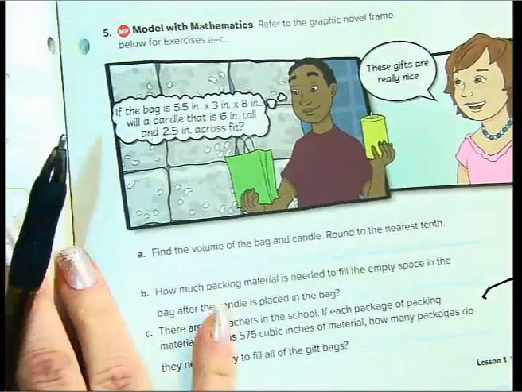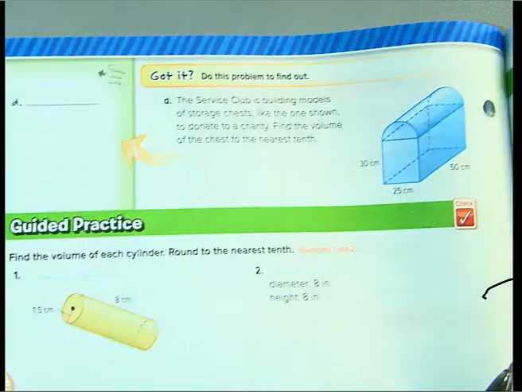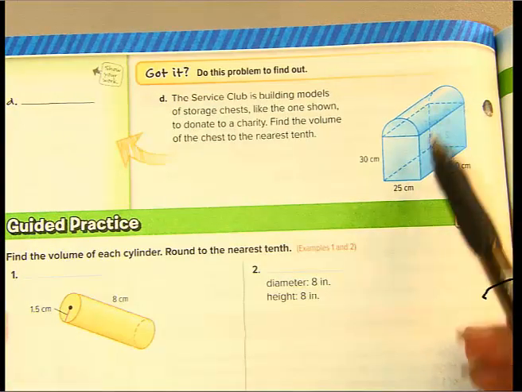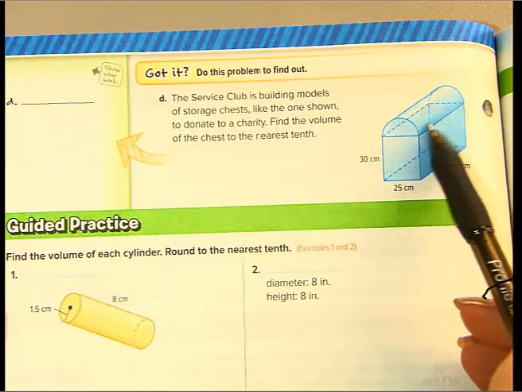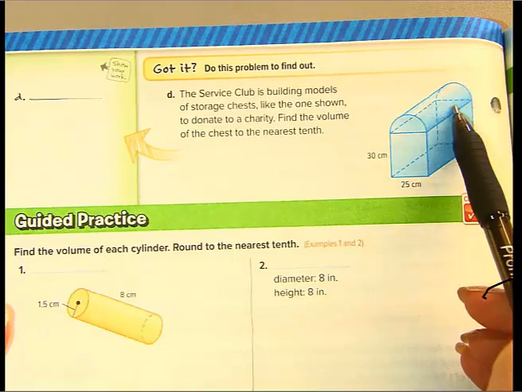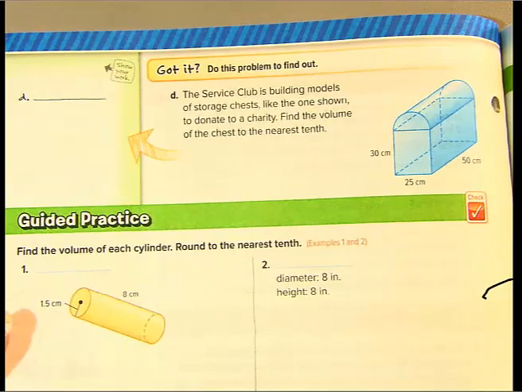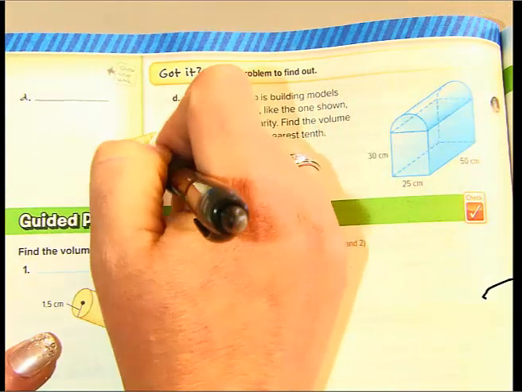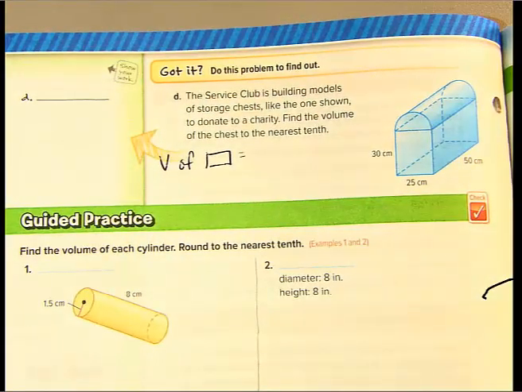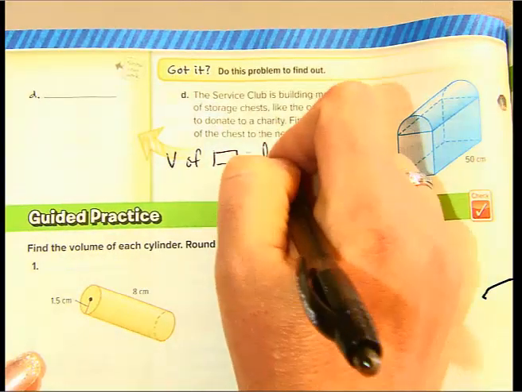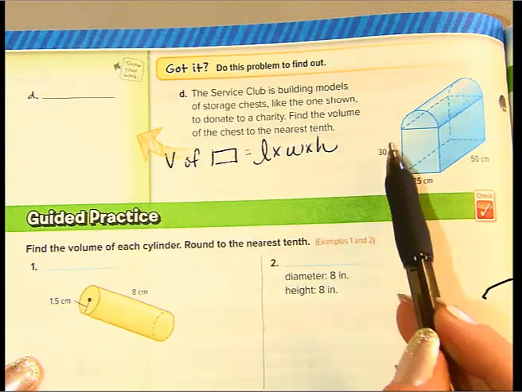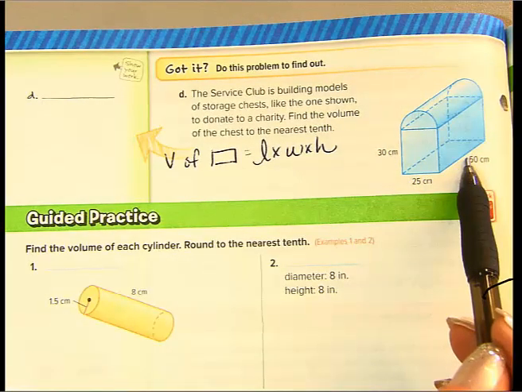Here's another composite figure because it's a rectangle, and on top of that rectangle is a half of a cylinder. So I actually have two shapes. I have a rectangle, and then I have half a cylinder that I have to worry about, okay? To find the volume of a rectangle, you just take the three measurements together, length times width times height. Okay, so here are my measurements. These are my three measurements for this rectangular solid.